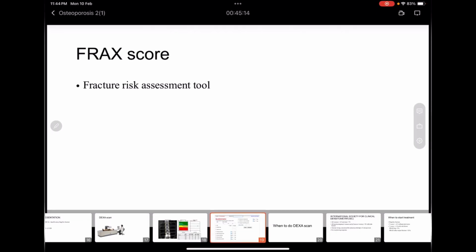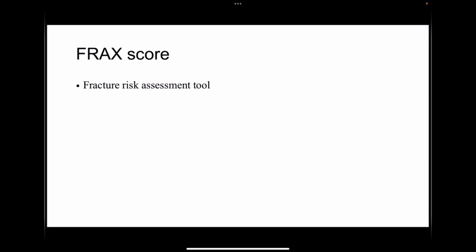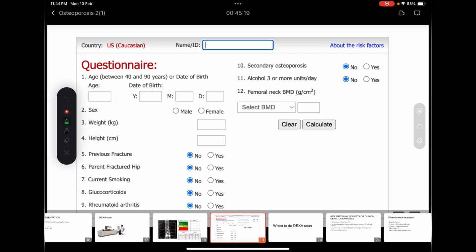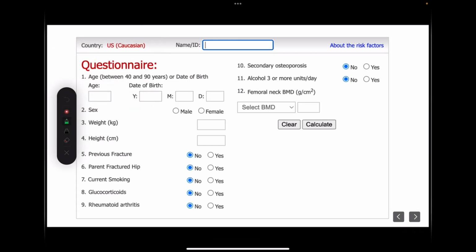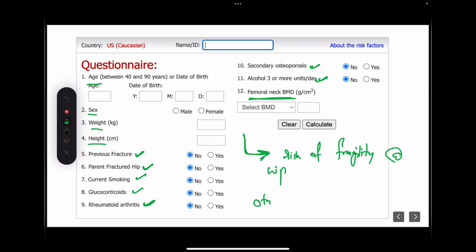Coming to the FRAX score, FRAX is a fracture risk assessment tool, and this is actually a questionnaire in which we have a set of different questions. Firstly, we fill in the age of the patient, sex, weight and height, after which we ask questions regarding previous fractures, that is fragility fracture, history of fragility fracture in parents, smoking, glucocorticoids, history of inflammatory arthritis, then any secondary osteoporosis or history of alcohol intake, and BMD at the femoral neck. Depending upon all these parameters, we calculate the risk of fragility fracture at hip and other sites.